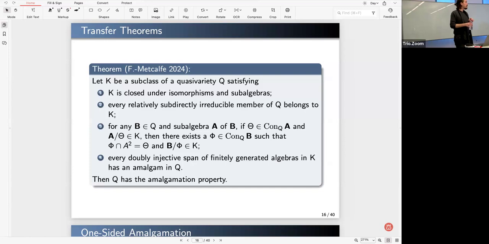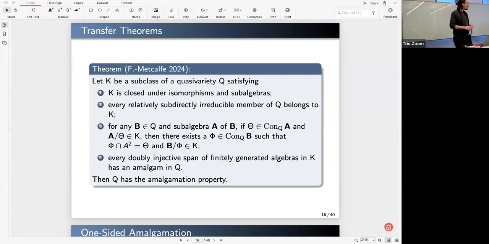So this is a decent, sufficient condition. It's been applied quite a lot in the literature, and things like it have been applied quite a lot in the literature to show that such and such quasi-variety does have the amalgamation property. What do you mean by doubly injective? I just mean span. In the literature, you might see doubly injective referring to the fact that I really have two embeddings coming out of A. That need not be. They need to be embeddings.